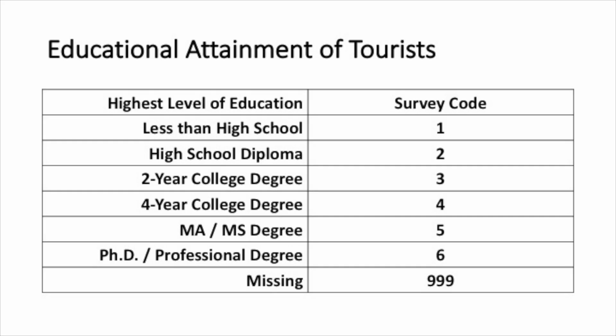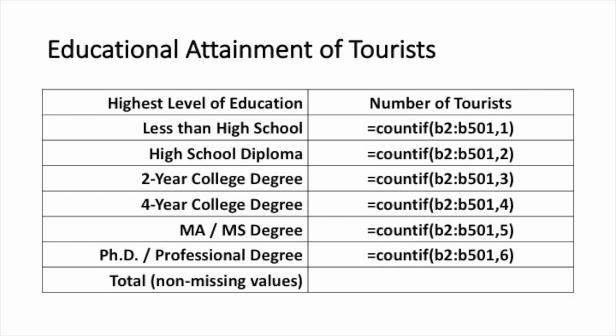And as it turns out, we have this variable in cells B2 to B501 in the spreadsheet, and it's coded as follows. A 1 represents less than a high school diploma, a 2 represents somebody that has a high school diploma, a 3 represents someone whose highest level of education is a 2-year college degree, a 4 represents someone whose highest level of education is a 4-year college degree, a 5 represents someone that has an MA or an MS degree, or say a master's degree, and 6 represents somebody that has a PhD or a professional degree. And missing values are coded as 999.